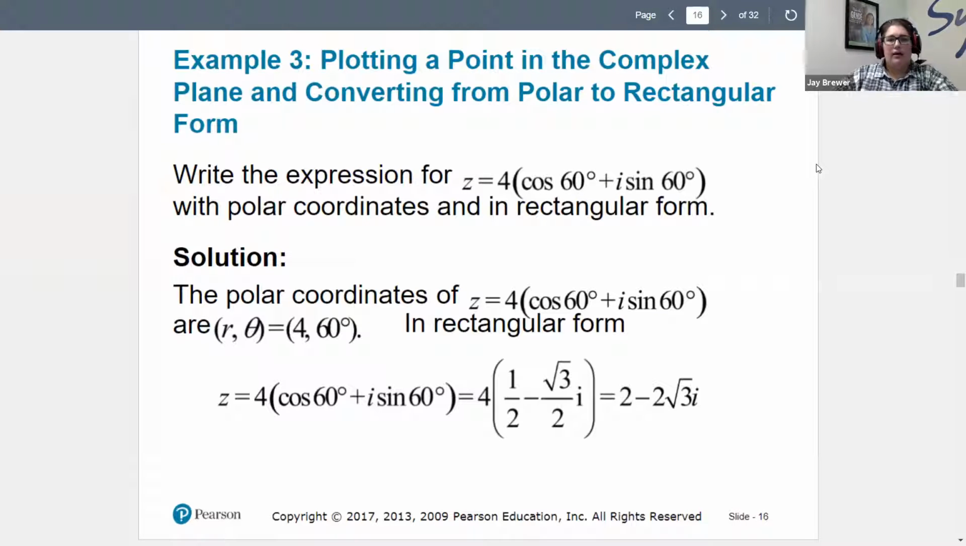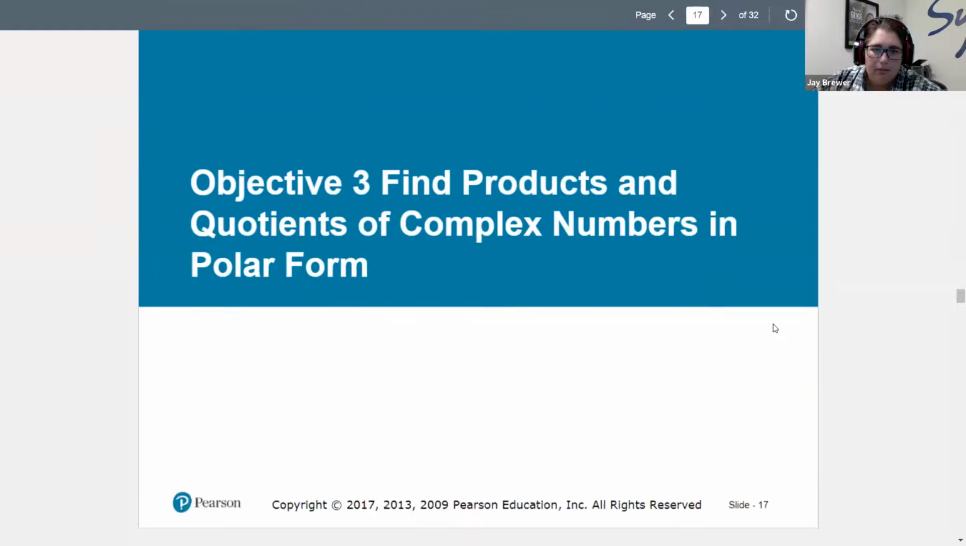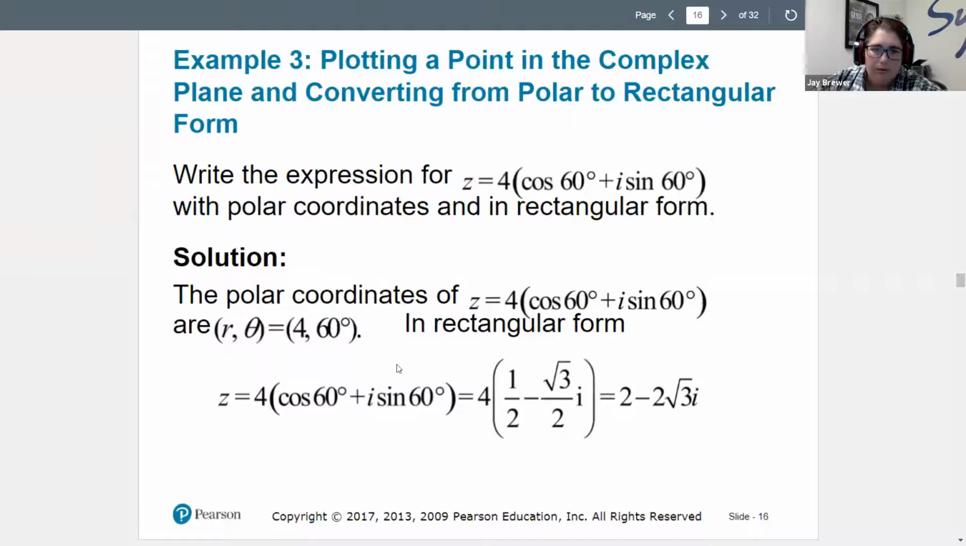Example 3, plotting a point in the complex plane and converting from polar to rectangular form. We want to write the expression for z equals 4 times the quantity cosine 60 degrees plus i sine 60 degrees. Well, we know what those are already. We're just going to plug them in. So we end up getting 2 minus 2 square root of 3i. That one should be super easy for you guys.